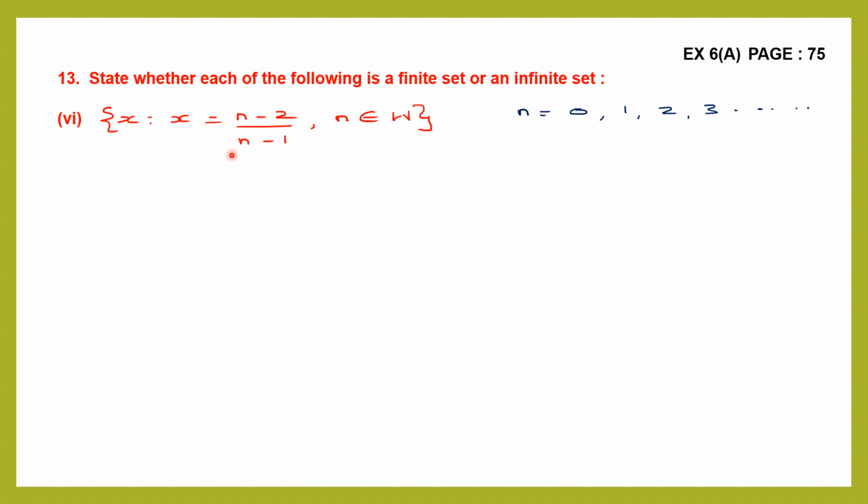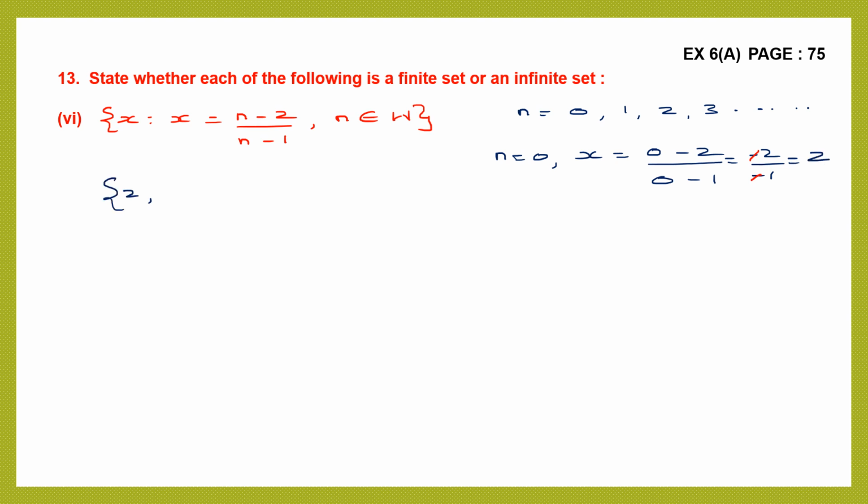So if we have to work this out, when n is equal to 0, then x is equal to n minus 2 by n minus 1. That means 0 minus 2 by 0 minus 1, which is minus 2 by minus 1. So here, what does this become? The minus signs get cancelled. 2 by 1 is 2. So we've got the first element, which is 2.